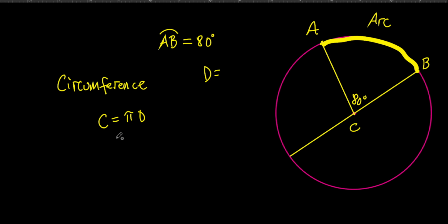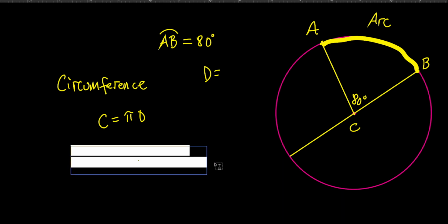So I could rewrite this. Instead of pi times D, how could I write it? 3.14. Let's see if I can write this.